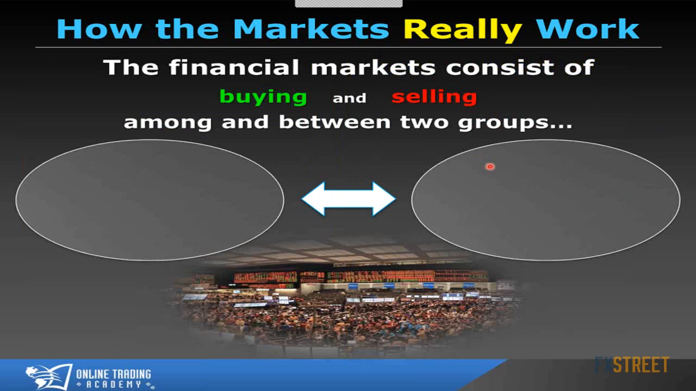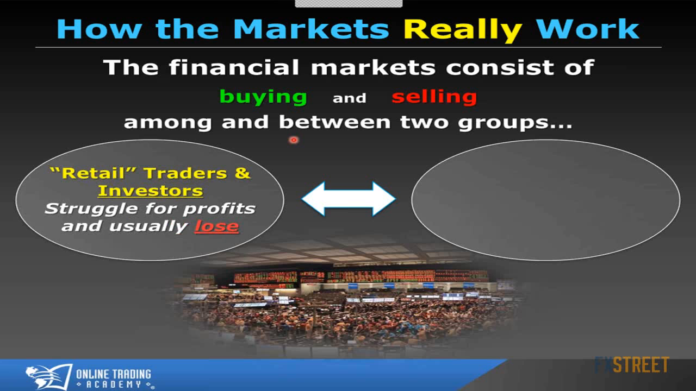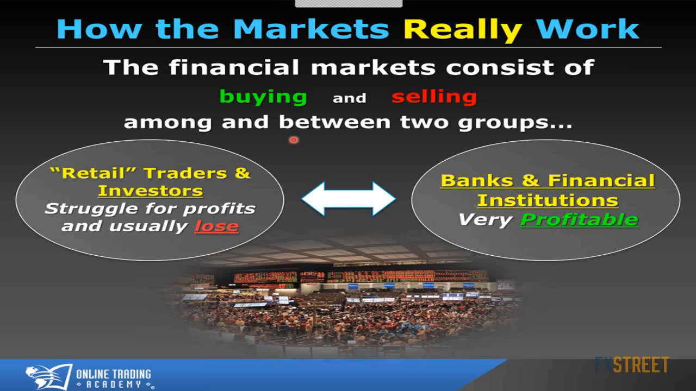Now, this slide here is something that I always get all of my students, who I teach in the classrooms and in my online programs, thinking about. There's buying and selling going on in everything: gold, oil, Facebook, lean hogs, currencies, the euro, the yen, the pound, anything. And all the buying and selling is taking place in the markets. And the market participants are made up of retail traders and investors who typically struggle to make this work, and banks and financial institutions who are very profitable at doing this.